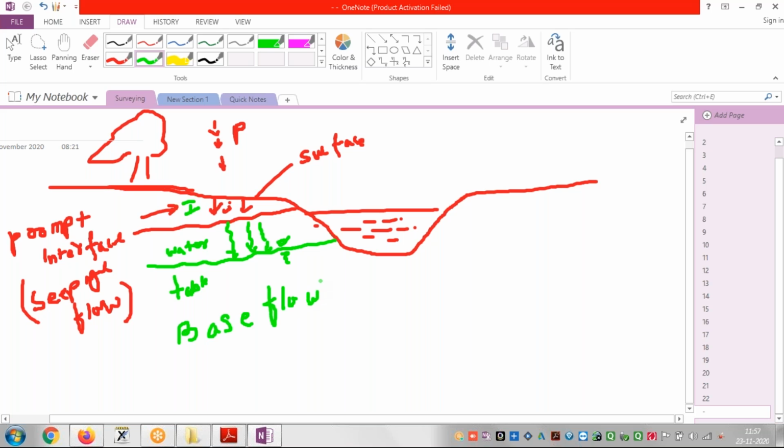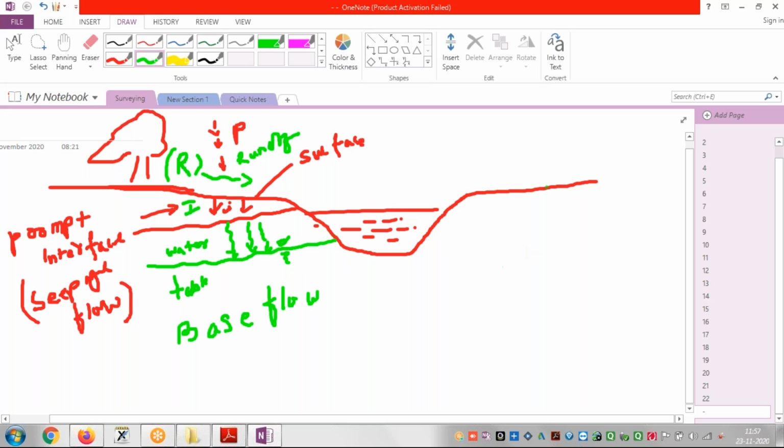I hope it is clear what I am saying now. After the capacity of the soil is over, the soil becomes saturated, the whole soil becomes saturated. Then, even if the rainfall continues, some part of the water goes into the river, and that is called runoff and it is represented by R, right?